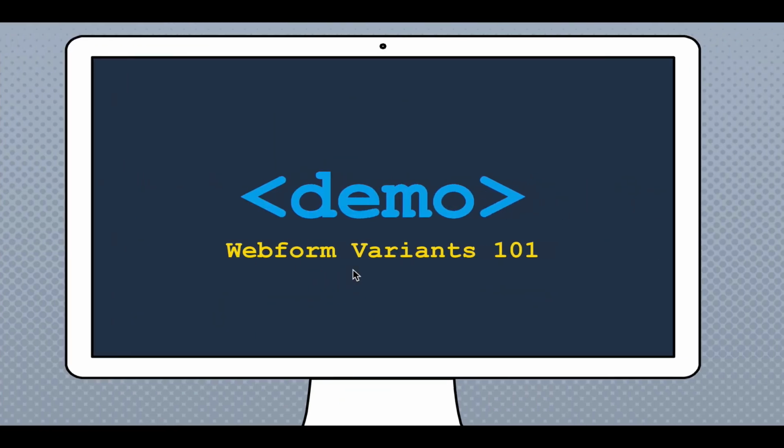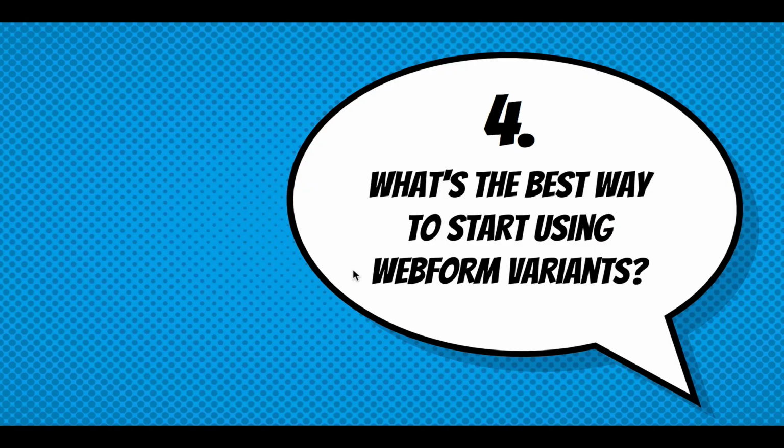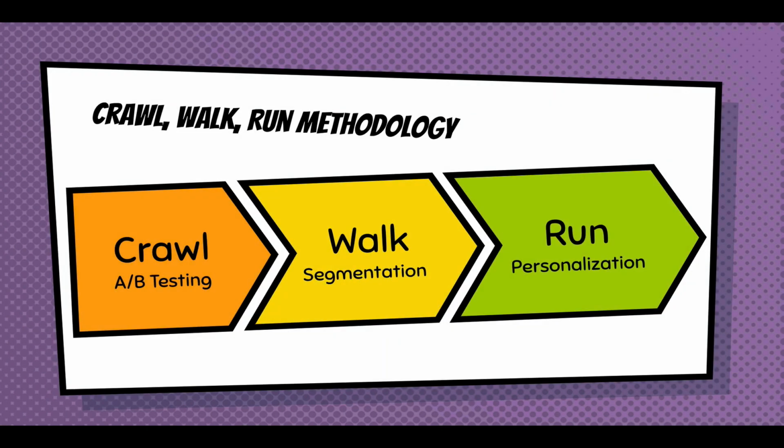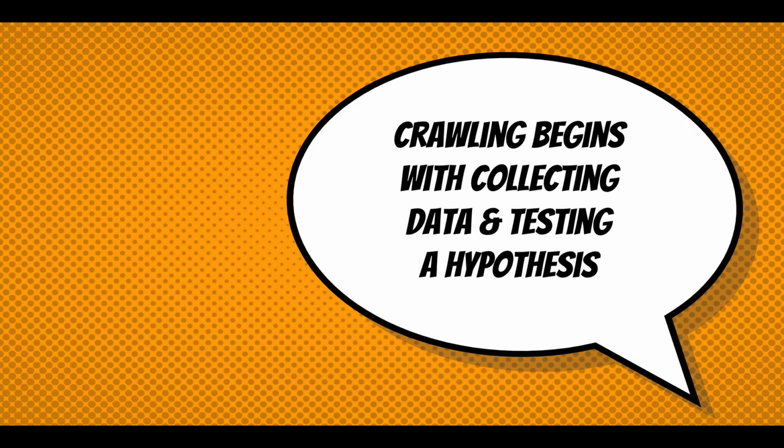Let's keep going. What's the best way to start using Webform variants? Well, I like the crawl, walk, run methodology where you start out simple and get more complex as you move on. And I feel A-B testing is the simplest way to start crawling, walking is segmentation, and running is getting into full personalization. Crawling begins with just collecting data, like getting the process working and testing a hypothesis, seeing if it works. With any type of personalization, you want to have stats to know if it's successful. And you want to start the process of collecting that data.